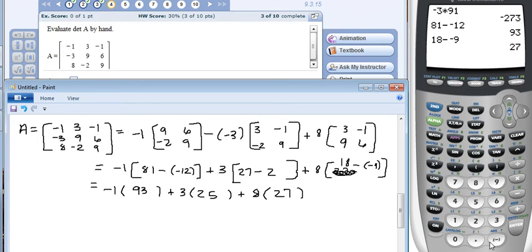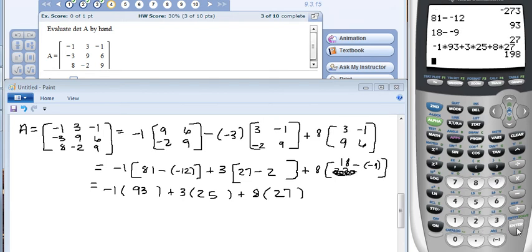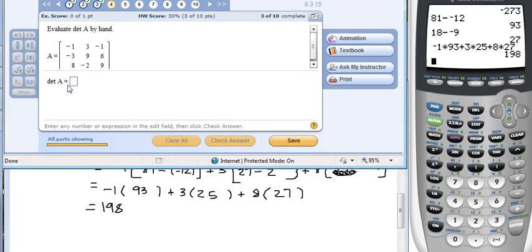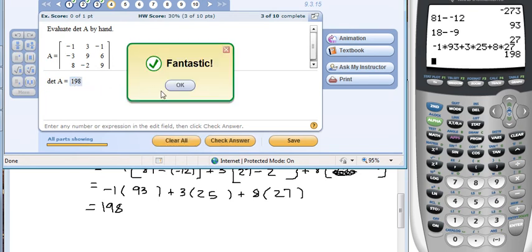And then I can just use the calculator to go straight across. Negative 1 times 93 plus 3 times 25 plus 8 times 27. Obviously, you could do that longhand. We know how to multiply numbers and we know how to add numbers, but we'll just slap it in there. So we got 198. Just check that real quick to make sure. Okay, perfect.